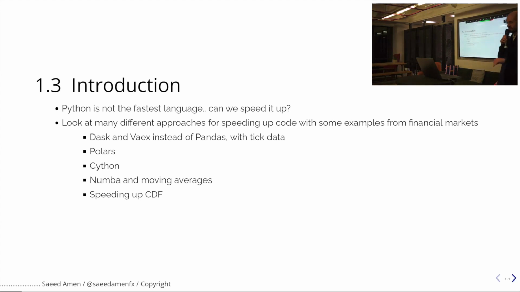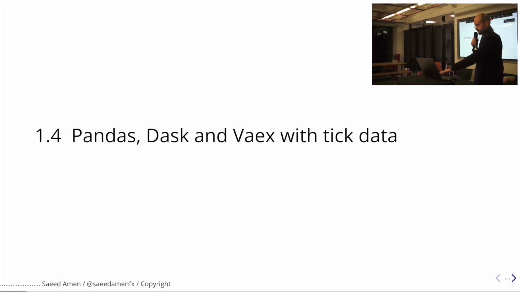Depending on time, actually, because I don't want to keep you waiting too much. We're going to talk a bit about Dask and Vaex, which are kind of substitutes for pandas, and we're going to give a few examples with number crunching tick data. We'll talk a bit about polars, not too much, and then we'll talk about Cython and in particular Numba later on. And if we get a bit of time at the end, we'll talk about a specific use case: speeding up the cumulative distribution function for the normal distribution.